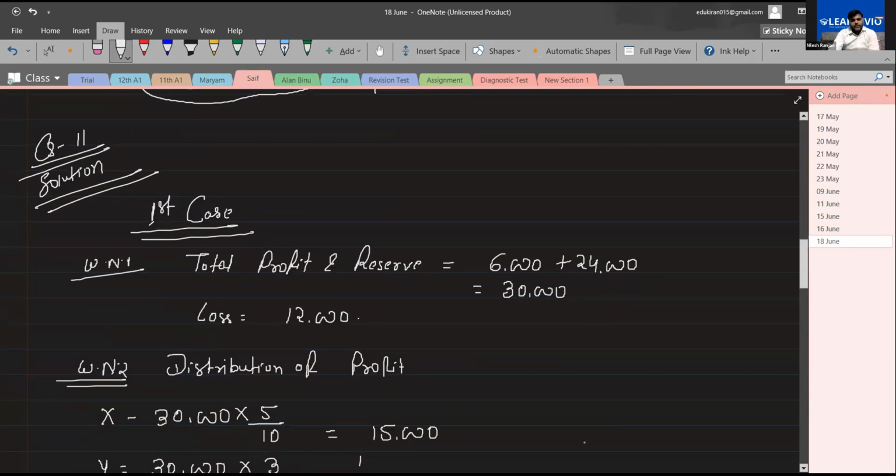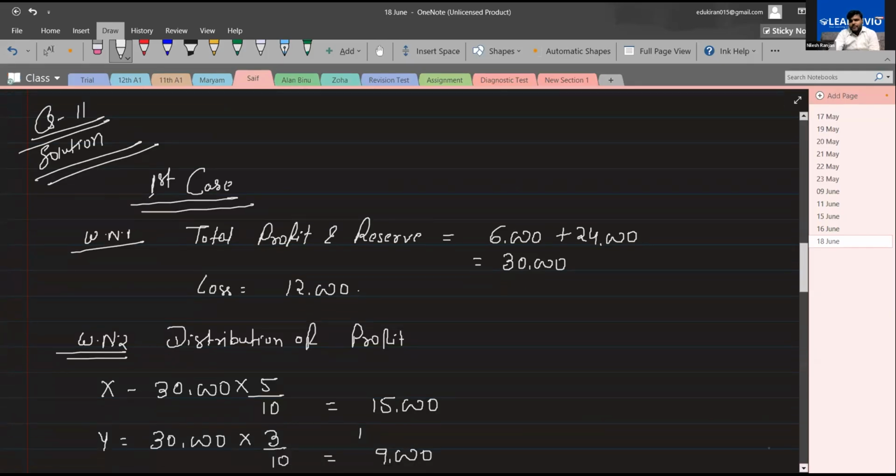Tell me if you have any doubt. Please take the screenshot of this. Can a question have two cases? Yes, one question can have two cases, but in this one, only one case was there. I have solved the first case also so that you'll understand both cases.